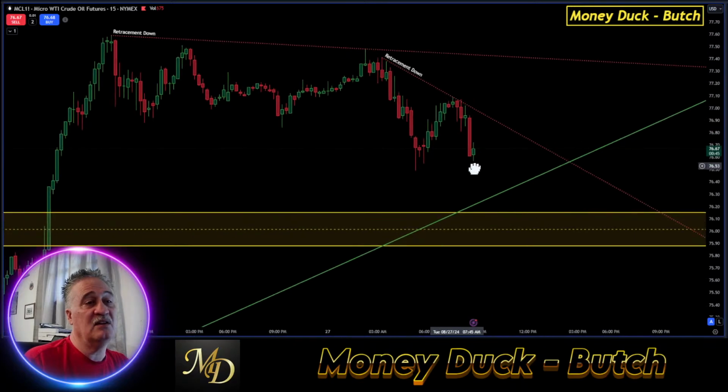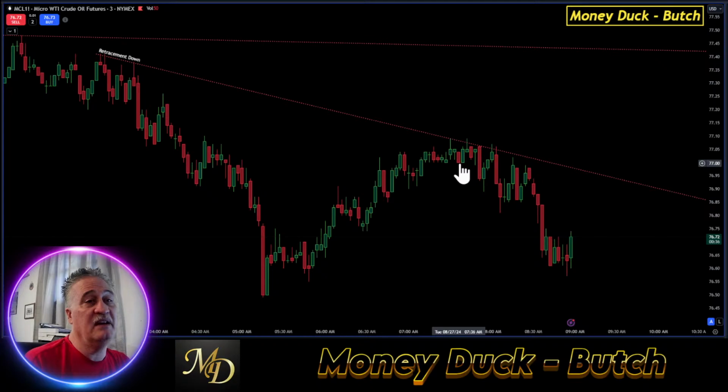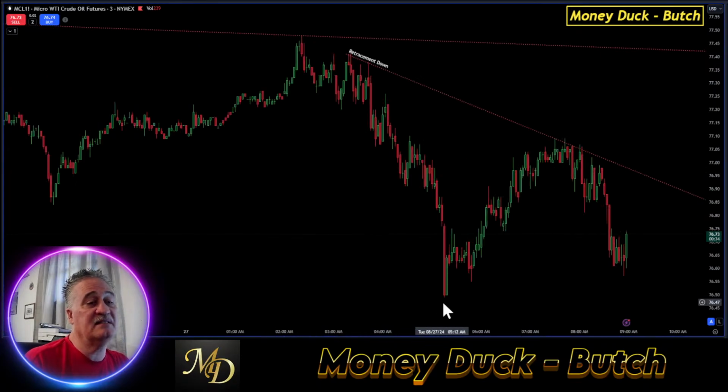I'm not getting in on the short till it breaks that. And this is the trade. That's the trade plan I set up on that. I can dial down to a 3, but we already kind of know where it is. I mean, it's hitting this bottom.